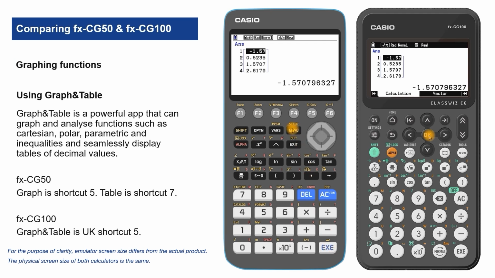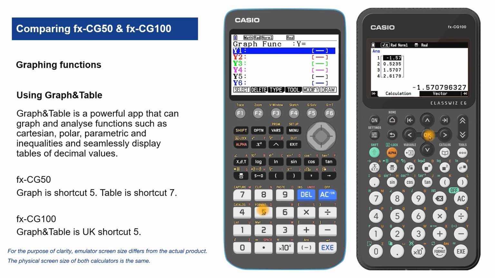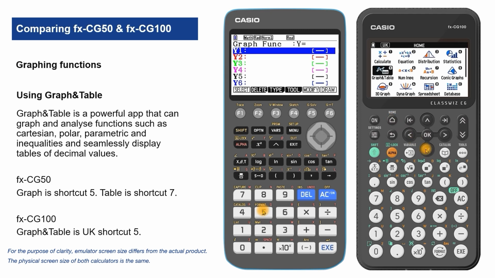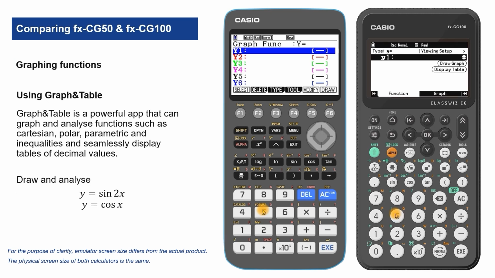For the fx-CG50, Graph is accessed by selecting the icon below Run Matrix or using the shortcut number 5. Table uses shortcut number 7. For the CG100, both apps are combined and can be accessed using UK shortcut 5. To demonstrate, we will look at drawing and analysing these trigonometry functions.